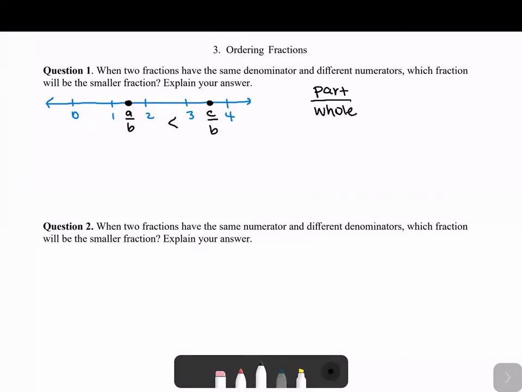So we're going to think of this remembering our part over whole relationship. Recall we've said that fractions don't always represent part to whole. Sometimes they represent part to part, but that's not until section 6.4 when we start talking about that. So for now, we're still talking about part to whole. Okay, so since the denominators are the same, what does that tell us? Since our denominators are the same, our whole has the same number of parts.